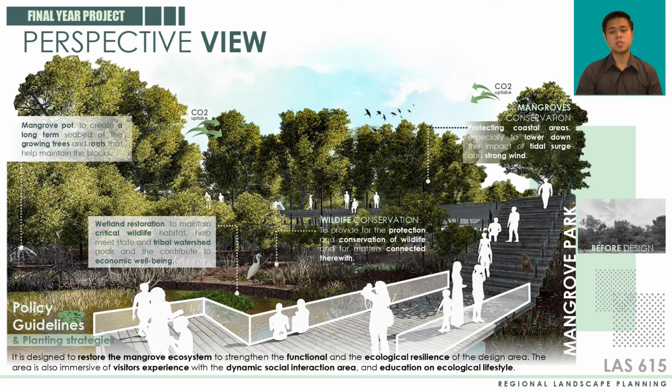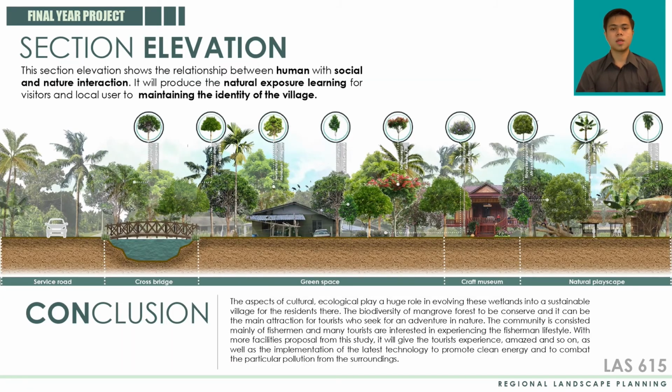Meanwhile, for the design policy referring to this area, I choose mangrove conservation by protecting coastal areas, especially to lower the impact of tidal surge and strong wind. Second, for wildlife conservation, it is to provide for the protection and conservation of wildlife and for matters connected therewith. Next, there are a few planting selections I chose from my section elevation.